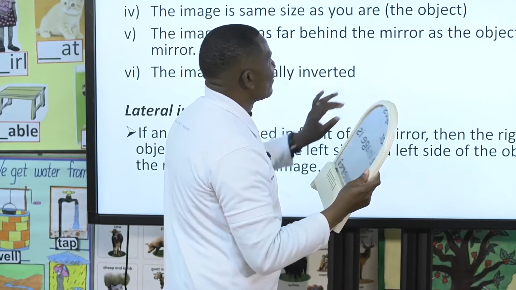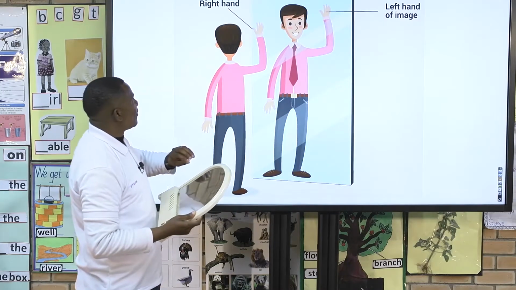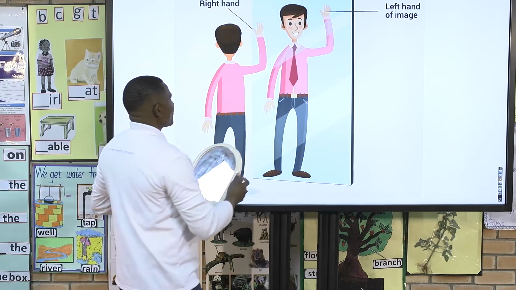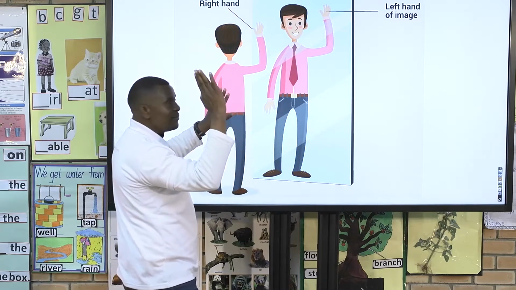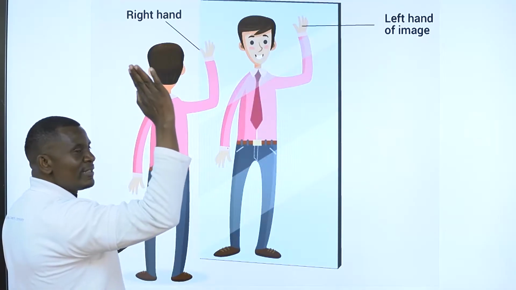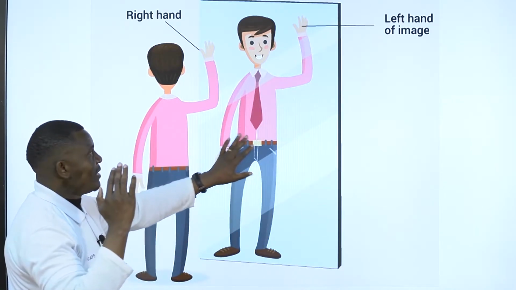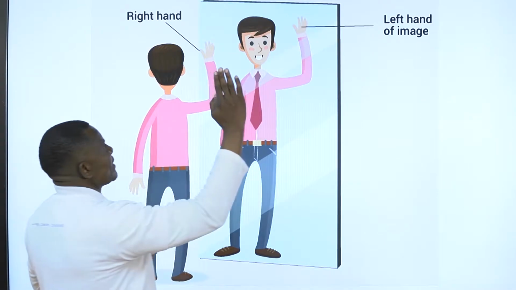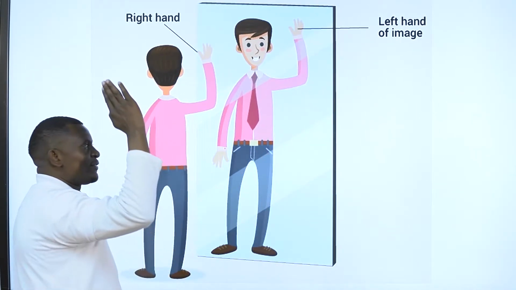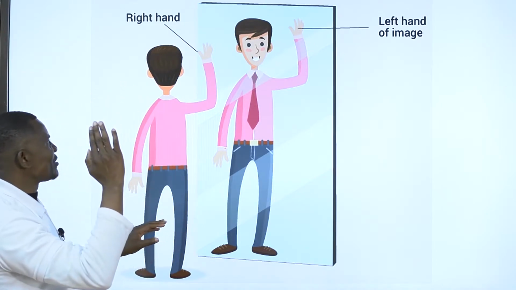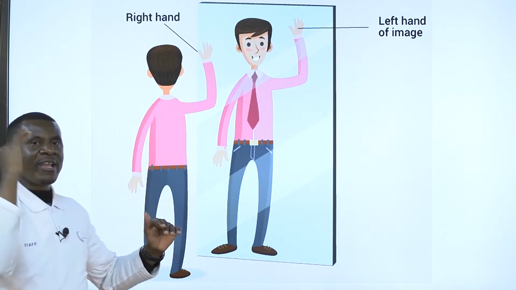Let's see what we are talking about. As you can see on the image, there is the teacher with the right hand, and the teacher is looking at himself in the mirror. The right hand in the mirror would look like it is the left hand. This is what we mean when we say it is literally inverted.